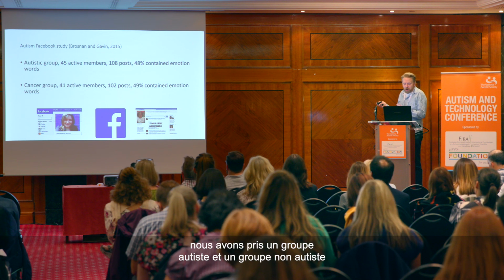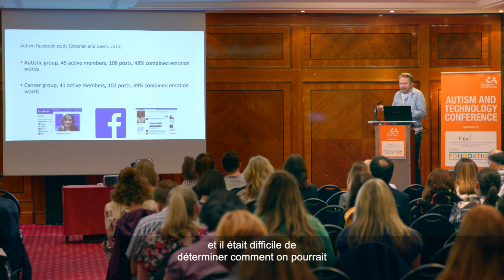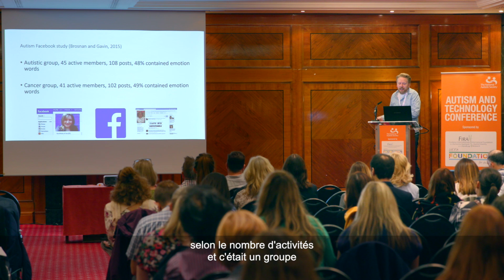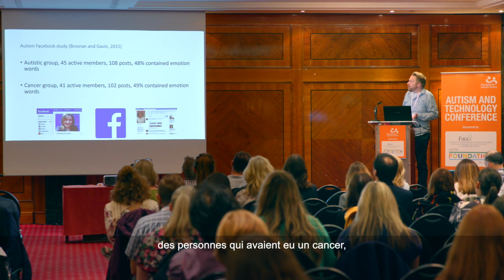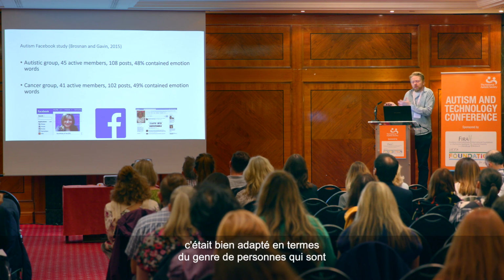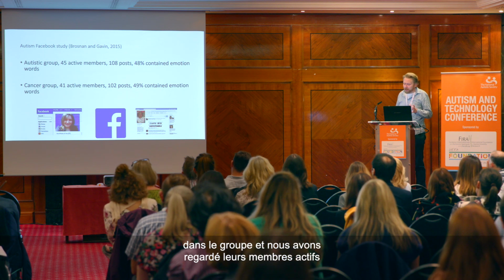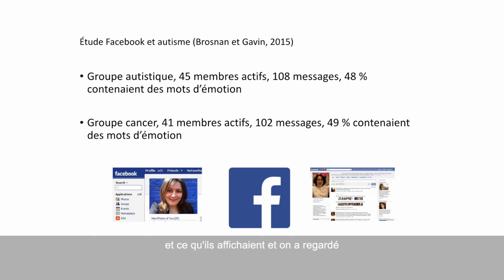And we took an autistic group and a non-autistic group, and it was difficult to work out how you might match the different groups. So we matched them on the number of activities, and a group of people who'd experienced cancer was well matched in terms of the kinds of people in the group. And we looked at their active memberships and what they were posting, the last 100 posts, and you couldn't tell the difference between them.